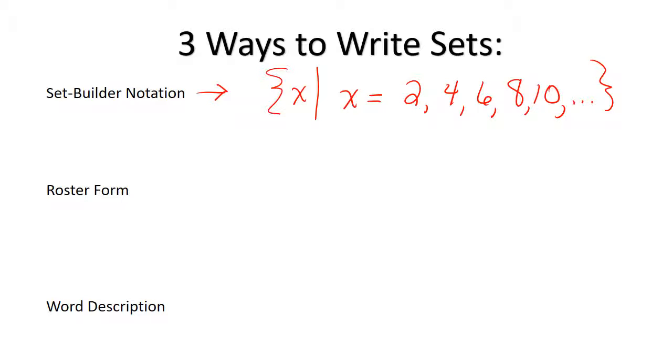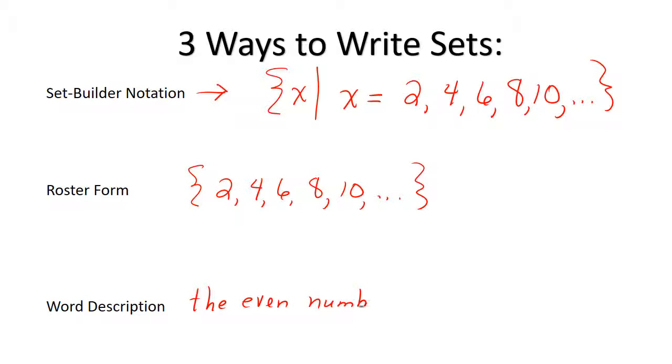Now, if we want to write this in roster form, we will take away the fancy X's and brackets, and we will simply write it in brackets as 2, 4, 6, 8, 10, on into infinity. If we wanted to describe this set, we would use a word description such as the even numbers 2 and greater, because we notice the pattern that these are all even numbers.